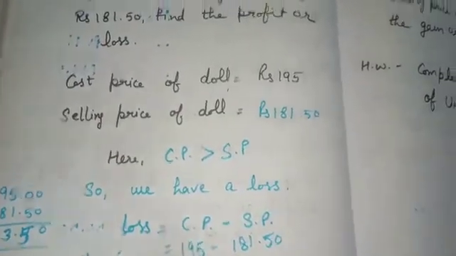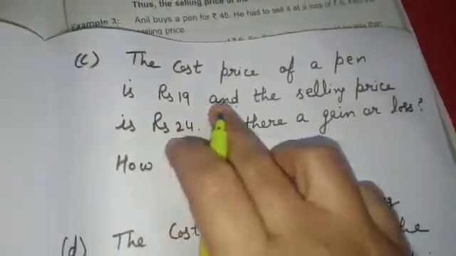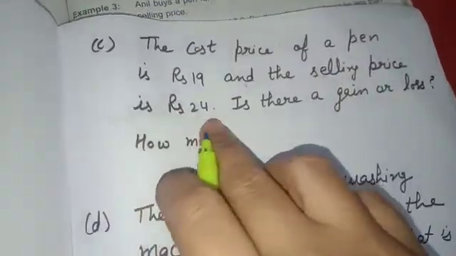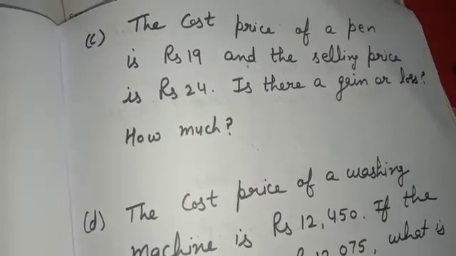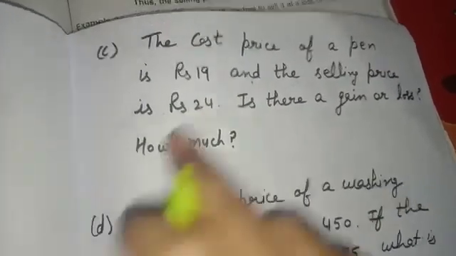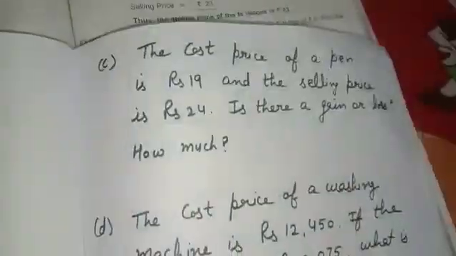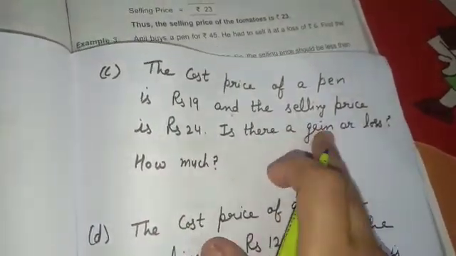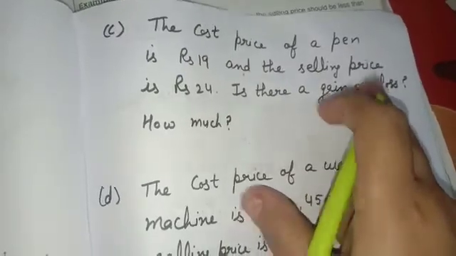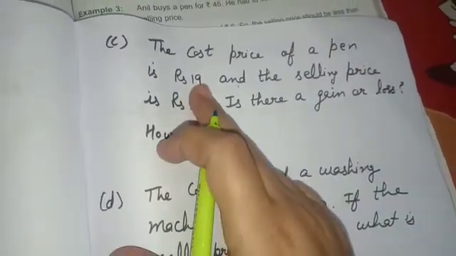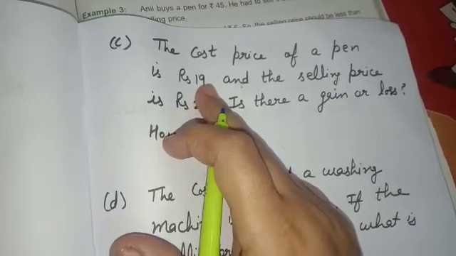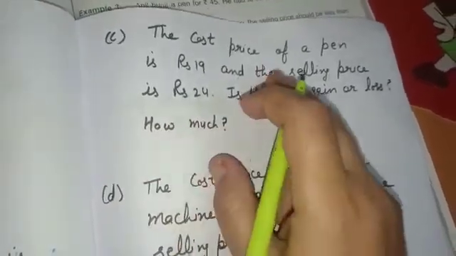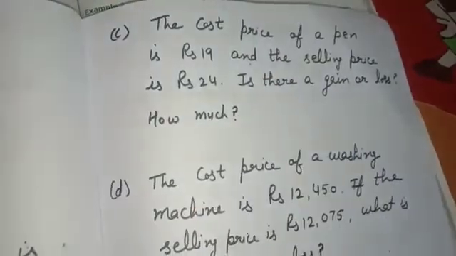The next part is the cost price of a pen is rupees 19 and the selling price is rupees 24. Is there a gain or loss? How much? So simply the cost price of a thing is given, selling price of a thing is given. So again it is a profit or loss question. If selling price is greater than the cost price, then what do we have? Yes, profit. And the formula for profit we know. So this question we will do on our own.